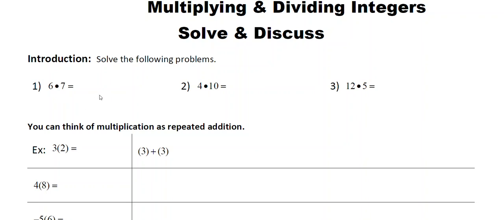So 6 times 7 would just be 42. 4 times 10, well, 4 times 10 is 40. And then 12 times 5 would be 60. So those are just basic multiplication problems.